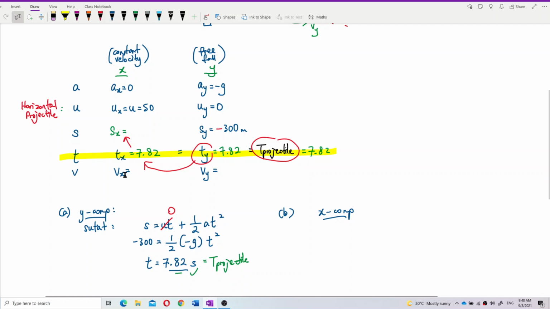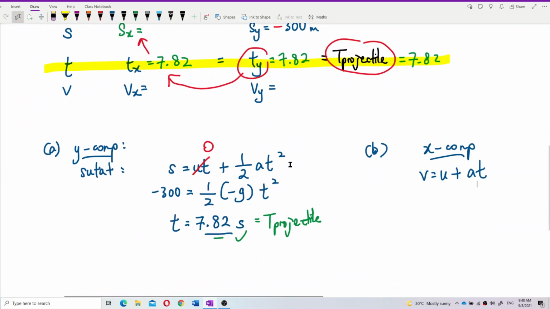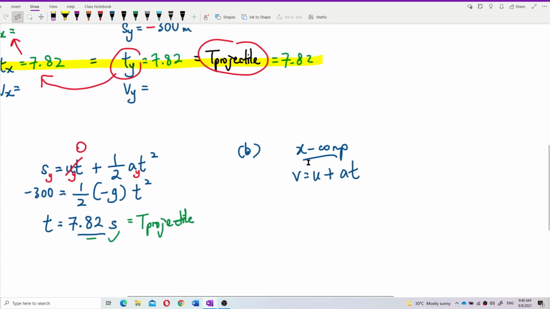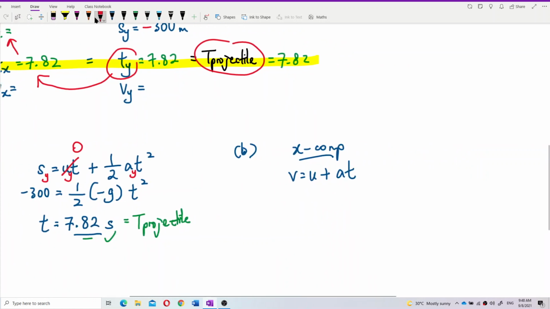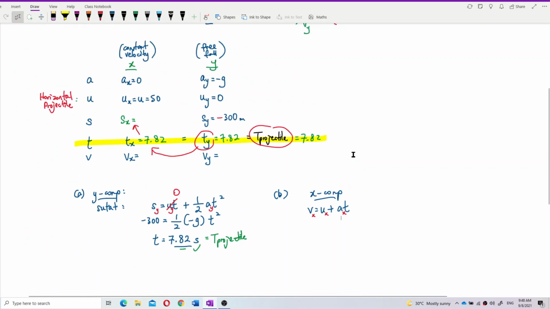Now, how to find V? We can use the formula V equal to U plus AT, isn't it? Actually, it's a good way: you always write the subscript, like just now for the y component. This is sy, this is uy, this is ay. It's good practice to write like that. For the x component, better you write the subscript there: this vx, ux, ax. Then your work is more neat.